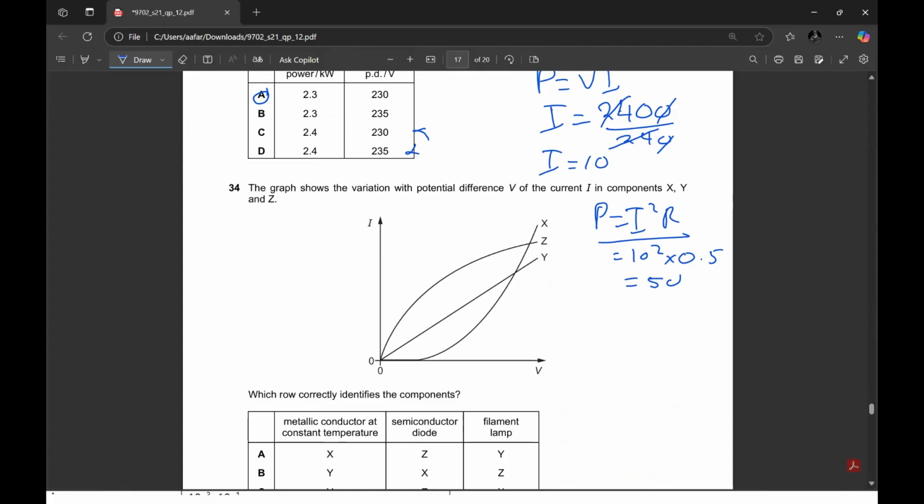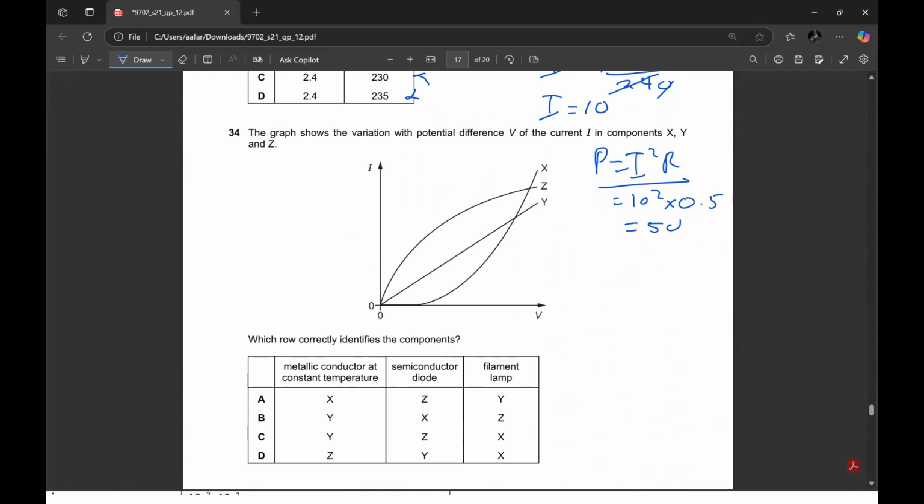Okay, so this is the last question. The graph shows the variation with potential difference P of the current in components X, Y, and Z. Which one identifies the component?